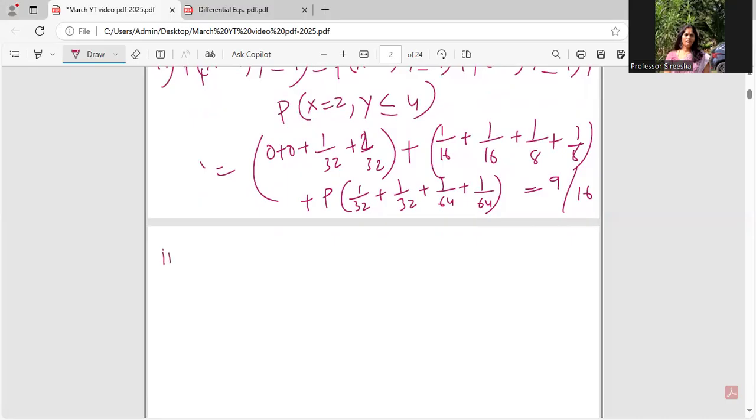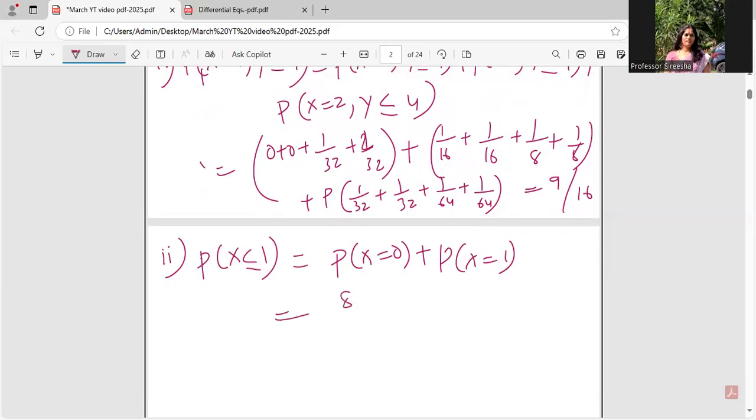The second one and third one are a bit easy. P of x less than or equal to 1 is like the marginal distributions only. So I'll be calculating P of x is equal to 0 and P of x is equal to 1, and whatever values I get, I'll be substituting here. X is equal to 0, the whole row, is 8 by 32. X is equal to 1 row is 10 by 60. So finally, I'll add and I'll be getting something like 7 by 8.